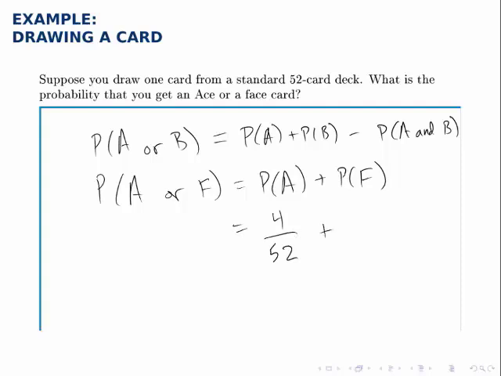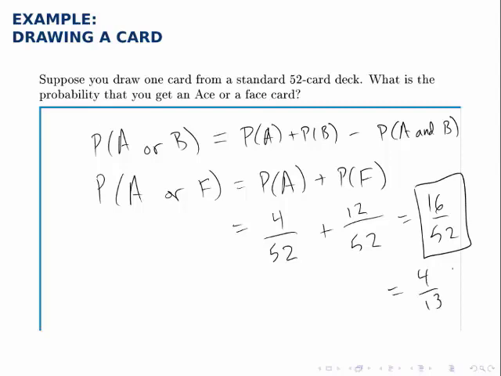The face cards, there are 3 face cards for each suit, the jack, queen, and king, and 4 suits total, so that's a total of 12 face cards out of 52. Adding them together, we get 16 out of 52. We could also simplify this down to 4 out of 13. And that's another way of thinking of it.